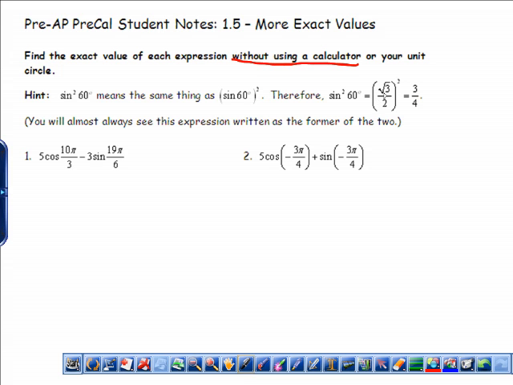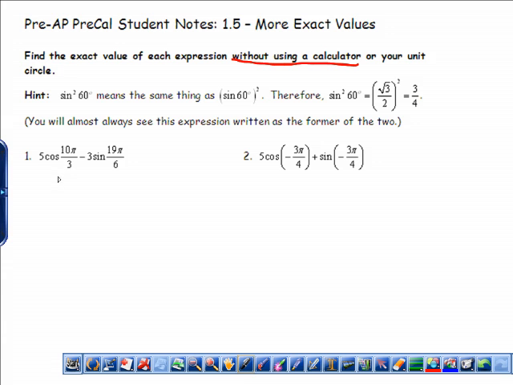Since sine of 60 is square root of 3 over 2, we square that and we get 3/4. If you have the exact values from 30, 60, 45 memorized, this lesson is going to be a lot easier for you. If you don't, just refer back to your triangles.